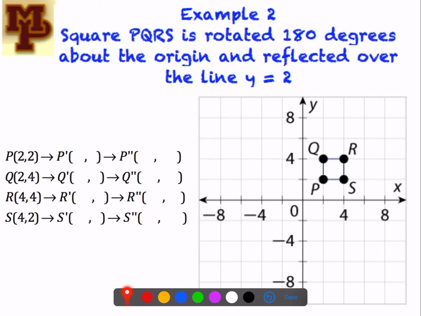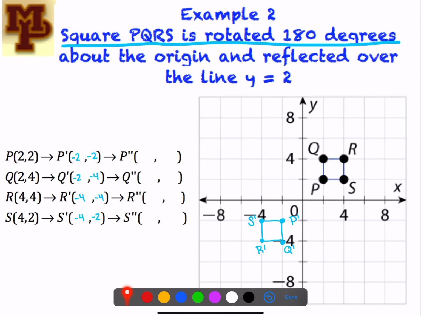Alright, so first off, rotating this figure 180 degrees about the origin. Well, the rule for that is (x, y) changes to negative x, negative y. So we're just negating both our x values and our y values. So now we have P prime being (negative 2, negative 2), Q prime being (negative 2, negative 4), R prime being (negative 4, negative 4), and S prime being (negative 4, negative 2). Next, we want to go ahead and reflect over the line y equals 2.